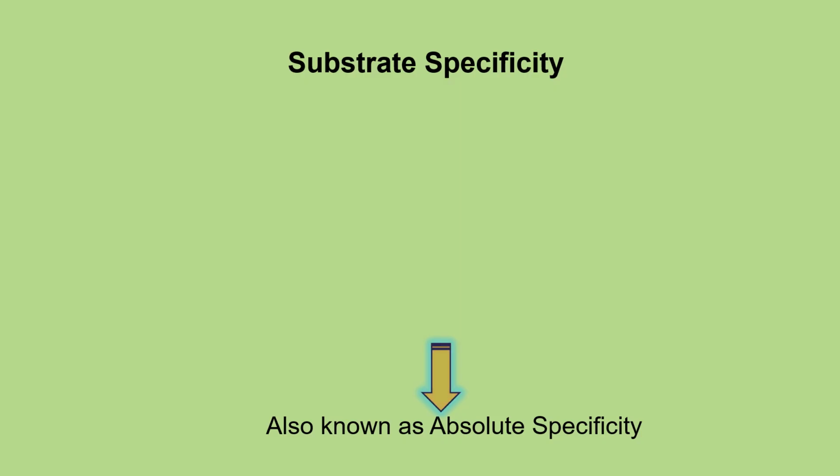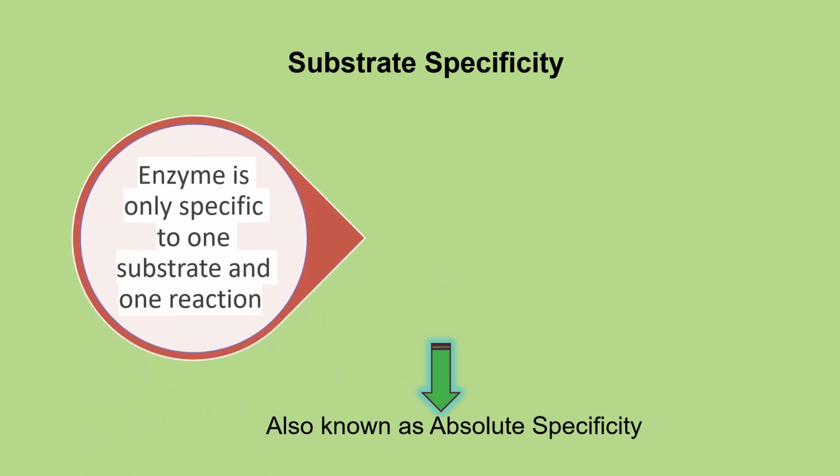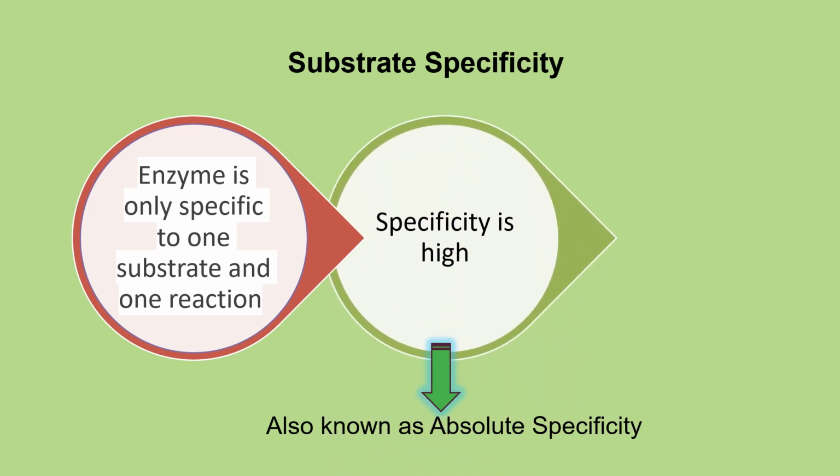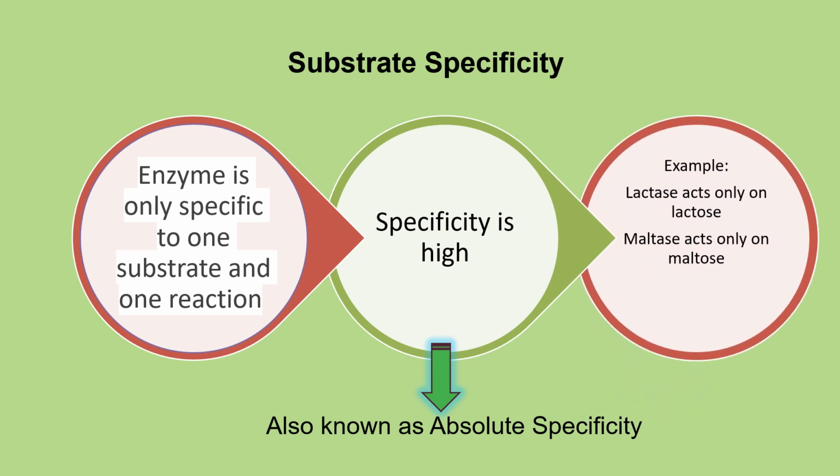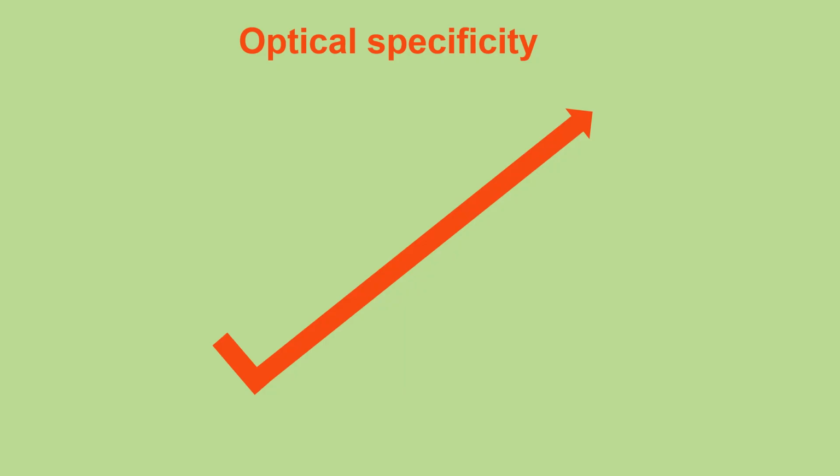The next one is substrate specificity, also referred to as absolute specificity. Here, the enzyme is only specific to one substrate and one reaction. Hence, the specificity is considered to be high. Example, lactase acts only on lactose and maltase acts only on maltose.